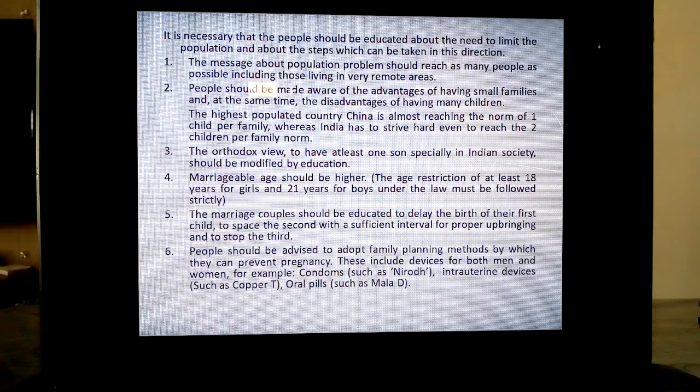People should be advised to adopt family planning methods by which they can prevent pregnancy. These include devices for both men and women. For example, condoms such as Nirodh, intrauterine devices such as Copper T, and oral pills such as Mala-D.